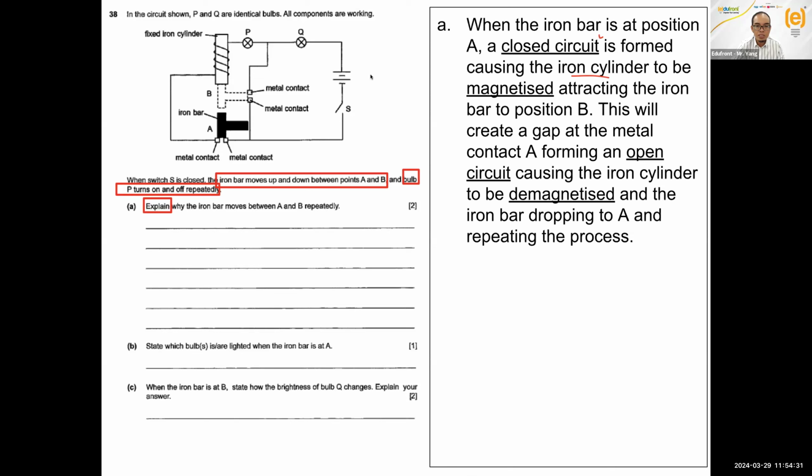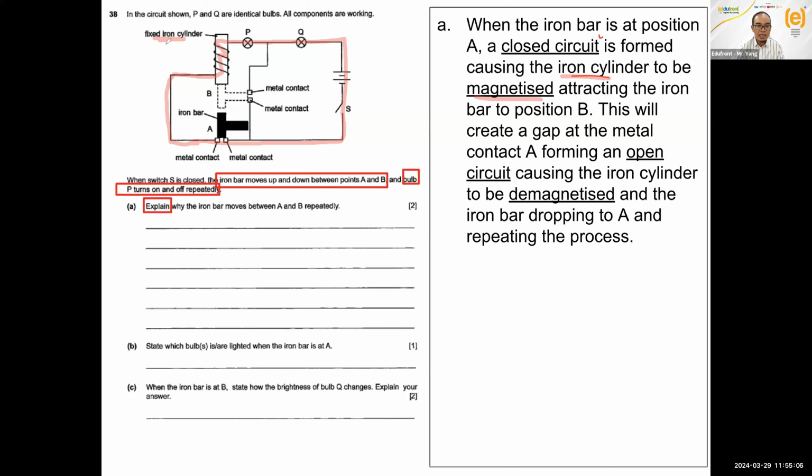So what do I mean by closed circuit here? Okay, let me just show you the diagram. When the iron bar is at point A here, it forms a closed circuit. So where's the closed circuit? When you switch on, this is a closed circuit. You can see the current will flow. And what will happen? This iron cylinder will become magnetized. Or if you say become an electromagnet, also no problem. I like to use the word magnetize, but if you use the word electromagnet, also no problem.